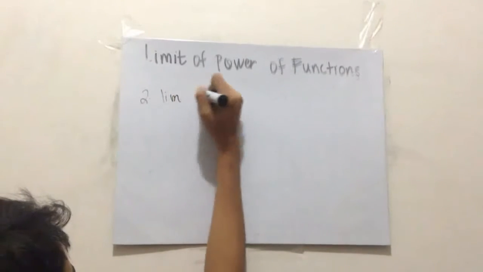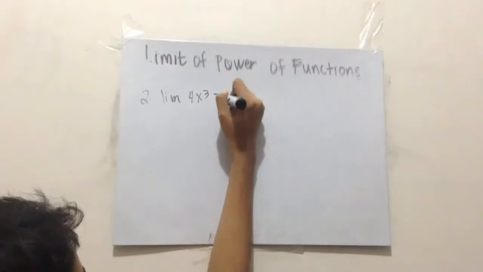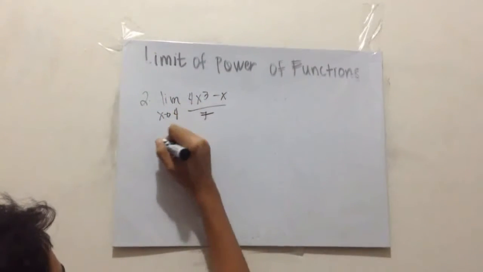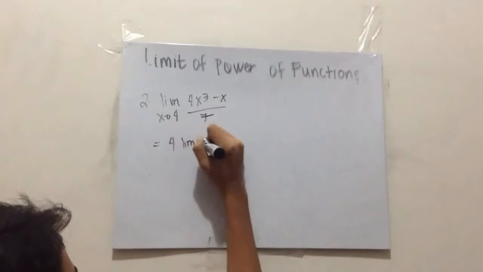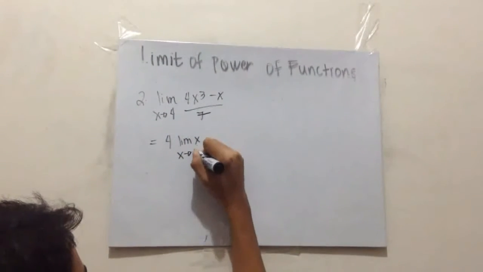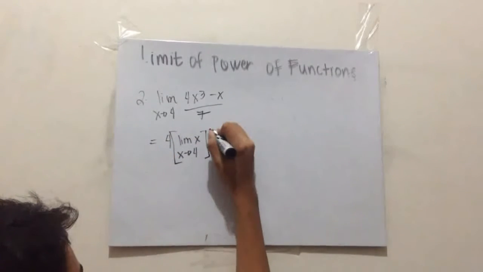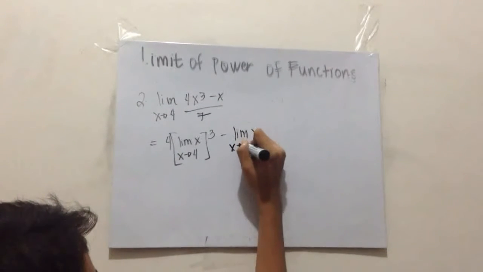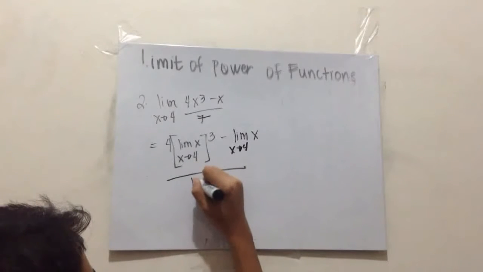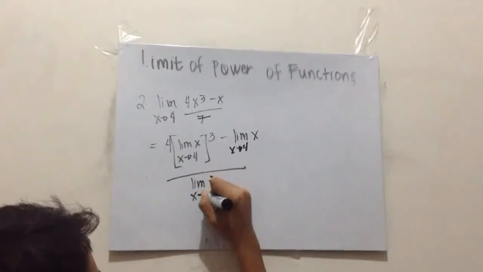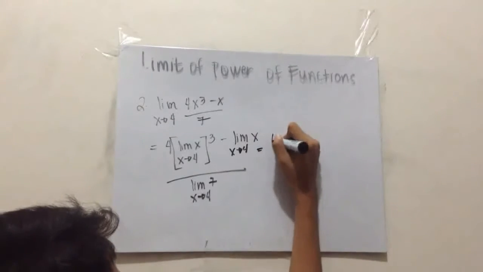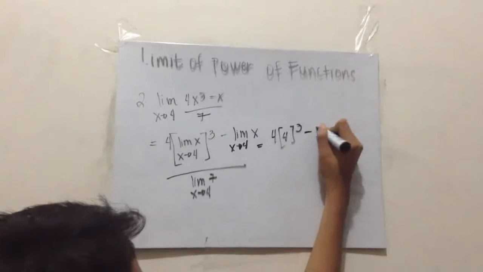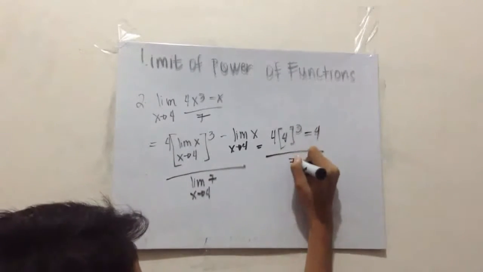For our last example in the limit of a power of a function, we have the limit of 4x cubed minus x over 7 as x approaches 4. It equals 4 times the limit of x cubed as x approaches 4 minus the limit of x as x approaches 4 over the limit of 7 as x approaches 4. By applying the fundamental theorems, we will get the answer 4 times 4 cubed minus 4 over 7.